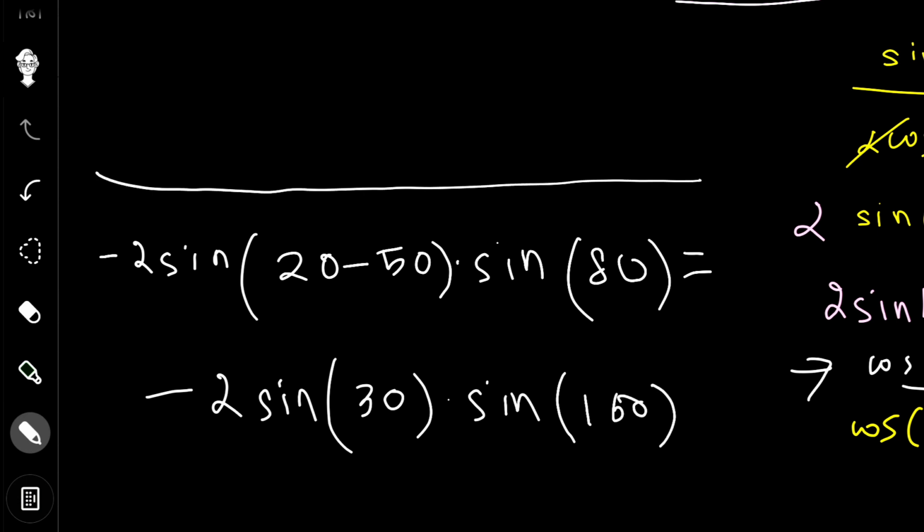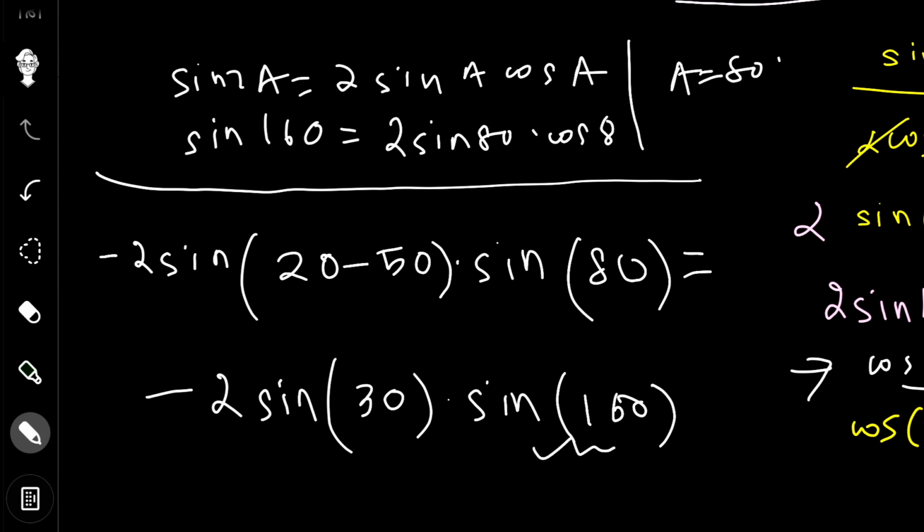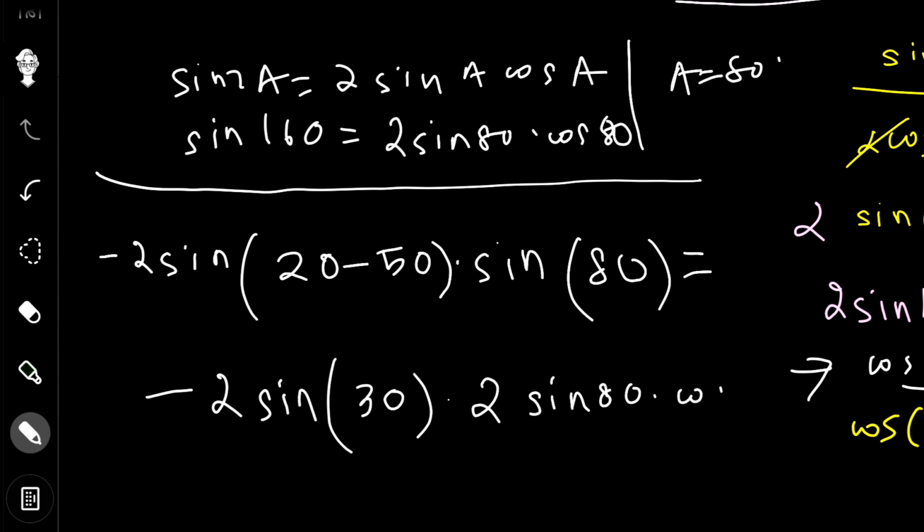Now as I told you, the identity of sine of 2 times A is equal to 2 times sine A into cos of A. In this we can replace A as equal to 80 degrees. So we will get the value of sine of 160, that is going to be 2 times sine of 80 into cos of 80. So this sine of 160 can be replaced with this value. So sine of 160 will be replaced as 2 times sine of 80 into cos of 80.